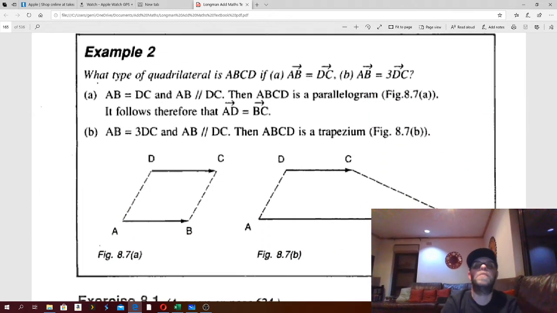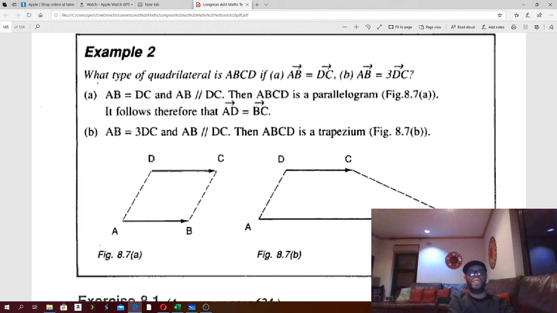Let's have a look here and see what they've written. They say, what type of quadrilateral would we have if ABCD is given by a vector AB, which is equal to the vector DC? Remember, AB is equal to DC means that a vector that goes from point A to B must be the same as a vector that goes from point D to C. Now, you could possibly say that we could have had a square, but at the very least, if we have two vectors that are in the same direction and are parallel and equal in length to each other, the minimum shape that we would have is a parallelogram.